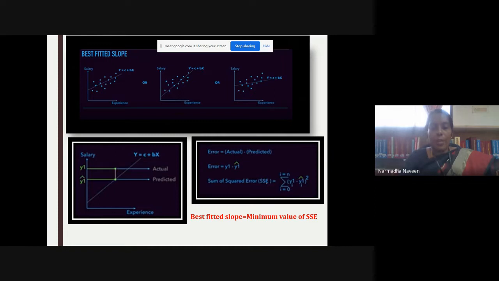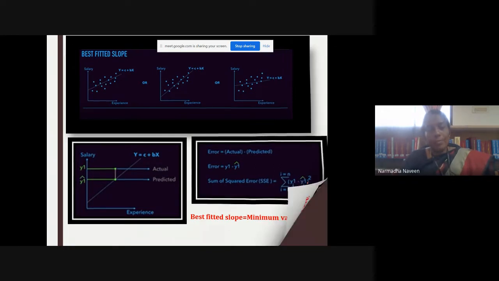So the sum of squared error is equal to the summation of i = 0 to n of (yi minus yi cap) the whole squared. The sum of squared error should be minimum.